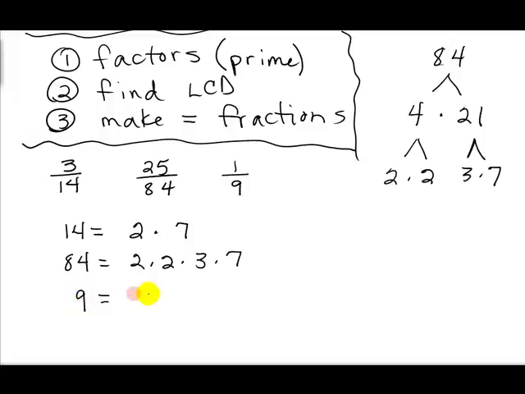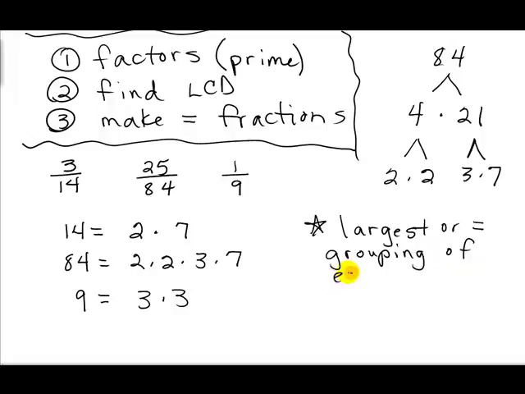Then our other denominator is 9, and we know that it is 3 times 3. Those are the prime factors. So what we're looking for is the largest or equal grouping of each type of number.